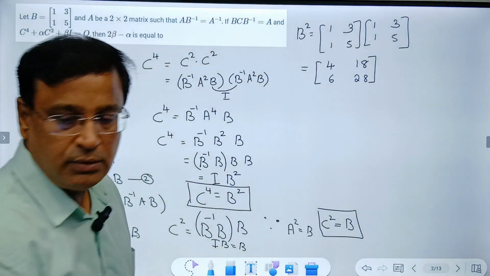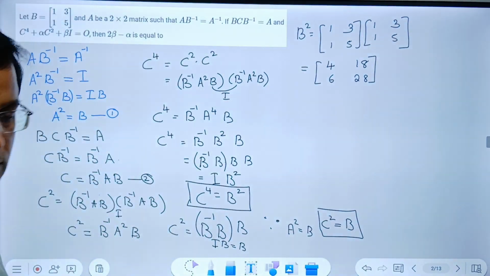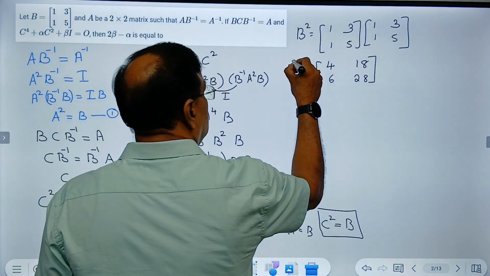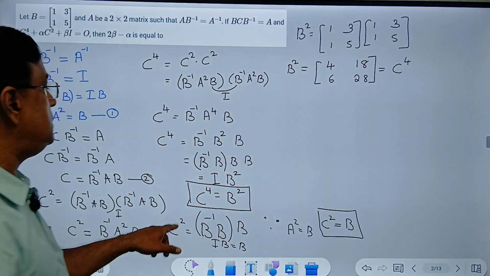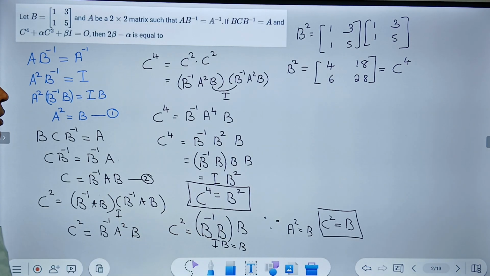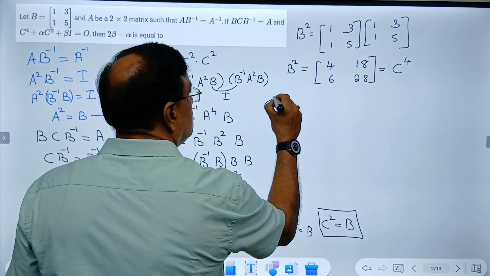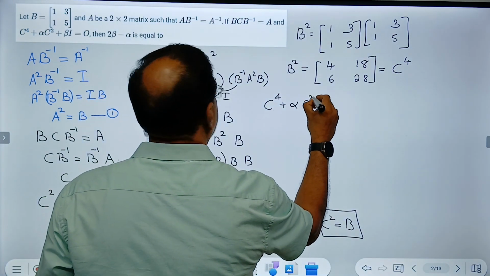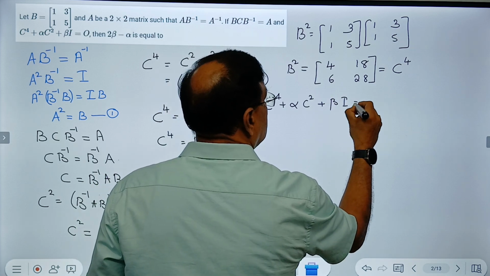So I get the value of B square. So I think it's correct. Okay. So this is B square. Now this is actually C power 4, correct? Because B square is C power 4. See how nicely it comes. Now let's go back to the question. The third thing that is given is C power 4 plus alpha C square plus beta I equal to 0.